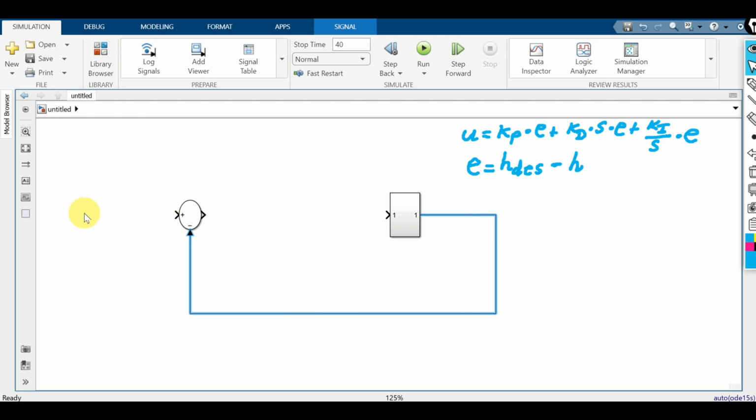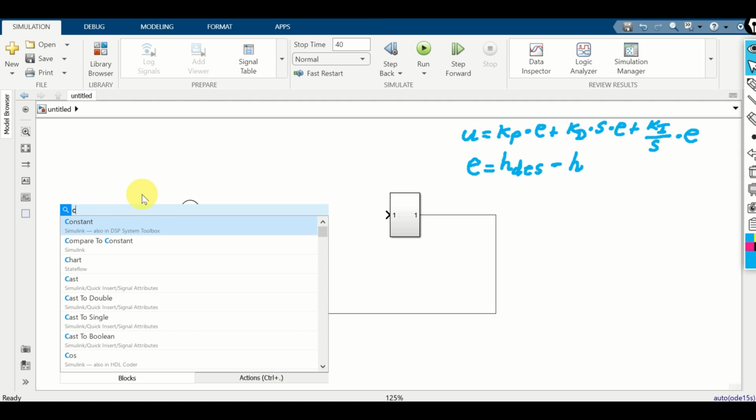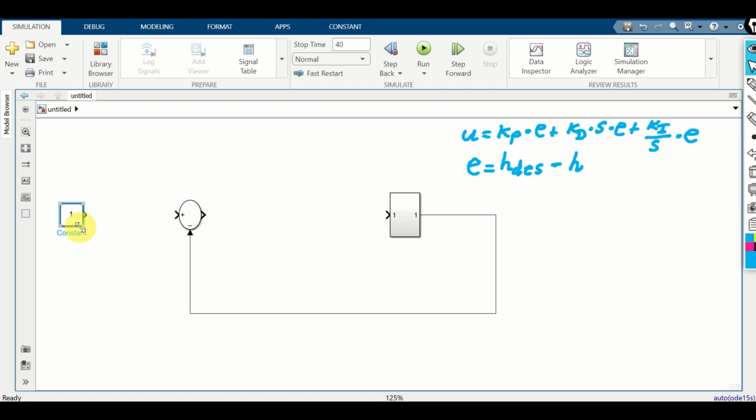Good. On this side, we need to have H desired. We will model H desired as a simple constant. That is, the desired value of the fluid level inside of the tank will be a constant. Double-click over here and search for constant. And here it is. For the time being, let's keep this constant to 1. Connect this part over here and good. Now, the output of this minus and plus block is actually the error.